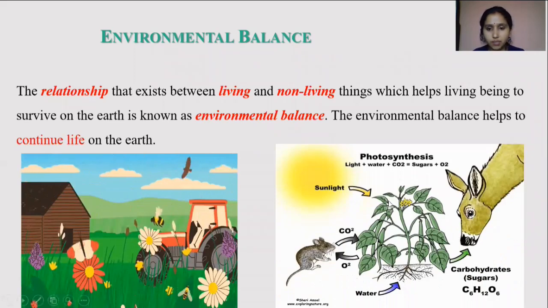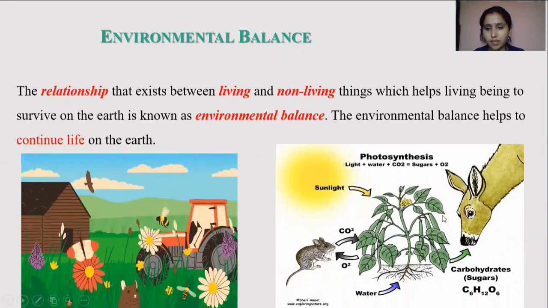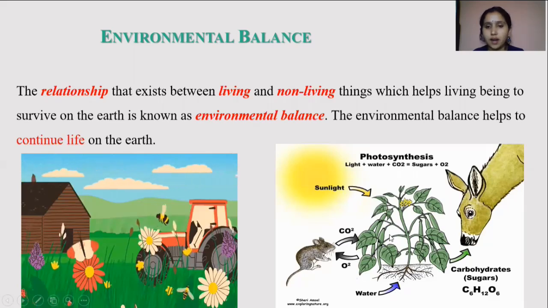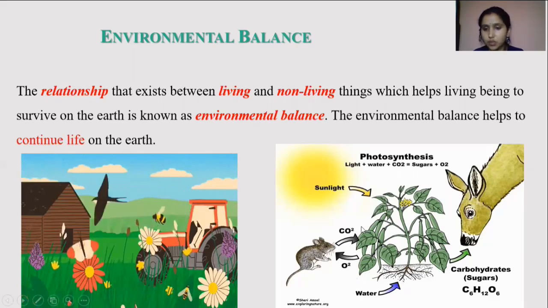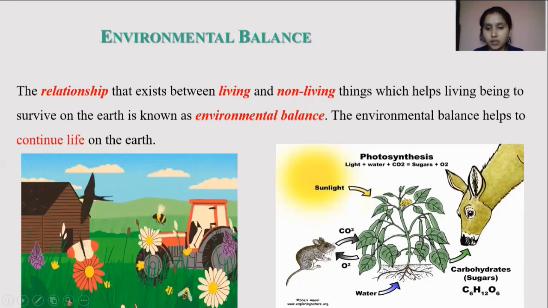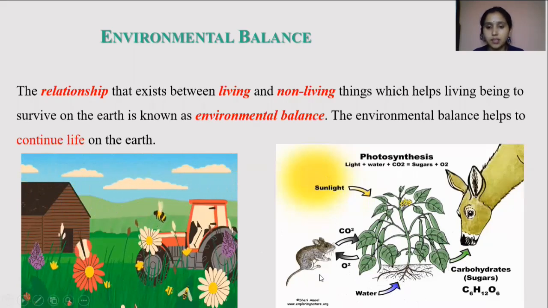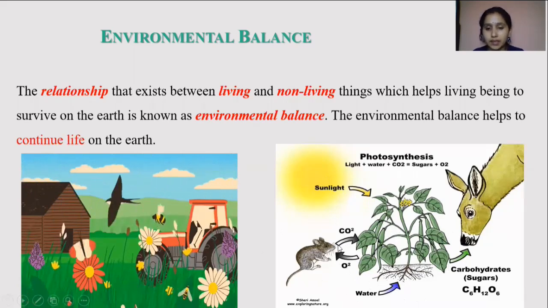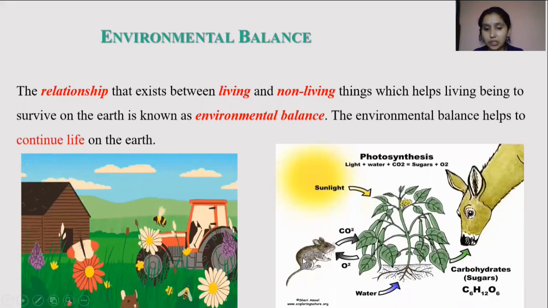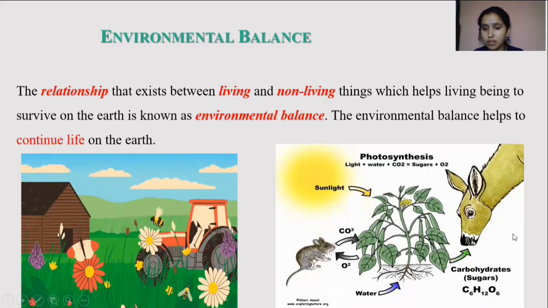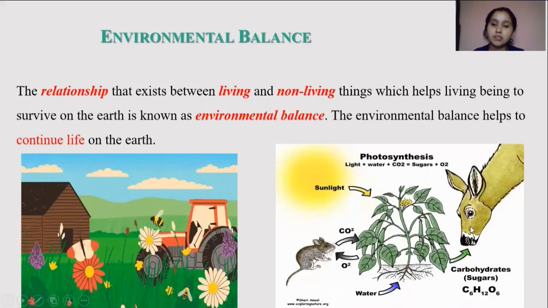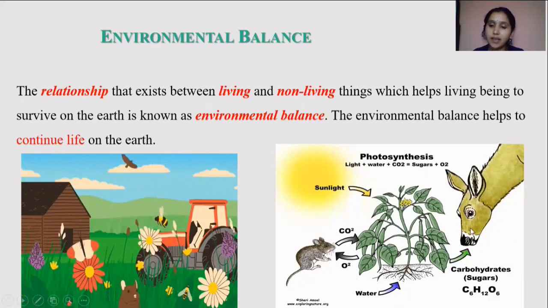We can see in this figure the plant and these animals are living things, and sunlight, air and water are non-living things. And what is the relationship between them? We can see the plant is getting sunlight and water from the soil, and similarly from the air it is getting carbon dioxide, and the oxygen released from the plant is being used by animals for respiration. Similarly, plants are fed by animals, and they get nutrients from the plant, that is carbohydrates.